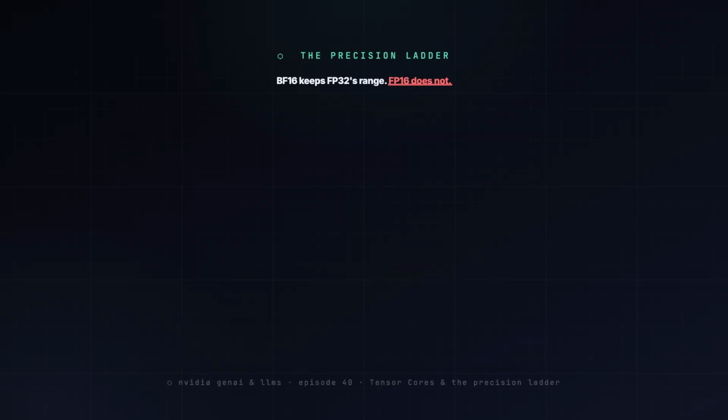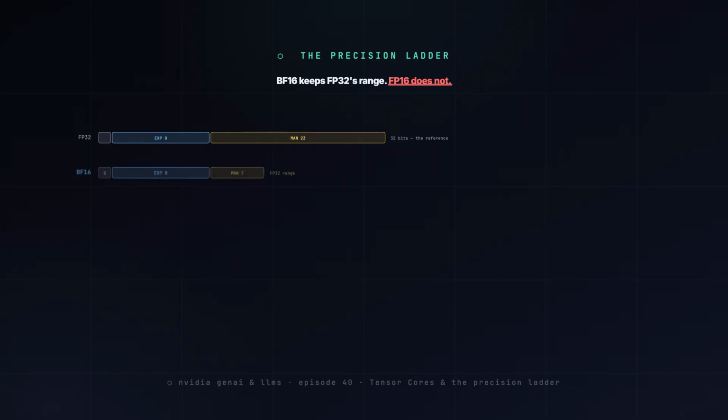Now the precision ladder. A number format splits a budget 3 ways: range, how big it can get; precision, how many digits; and size, how many bytes. Walk down: 32 bits, 19, 16, 8, 4. Smaller is faster and cheaper to move until accuracy snaps.